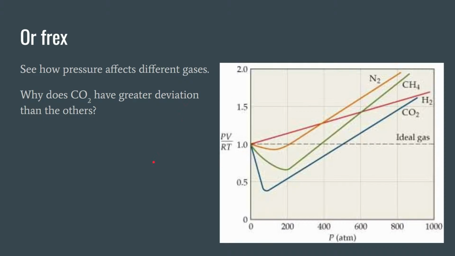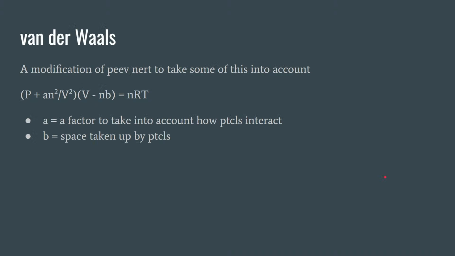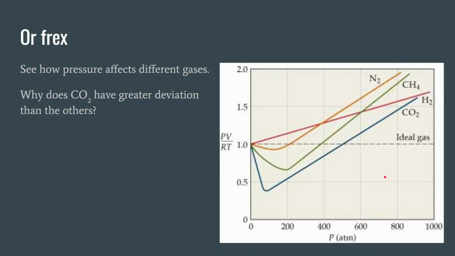So why does carbon dioxide have greater deviation than the others? Why does it first go way down and then come back up? Well, it's because it has greater opportunity to interact. It has greater interaction among its particles. Nitrogen, methane, and hydrogen are all completely nonpolar.